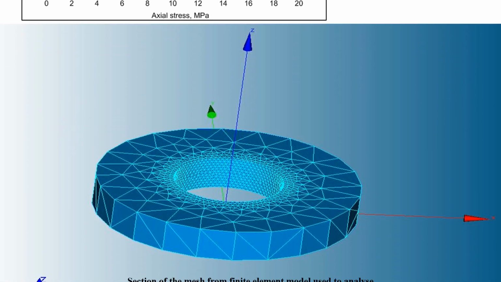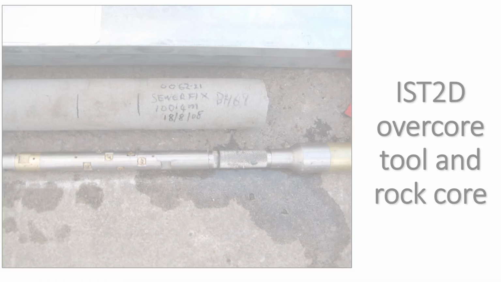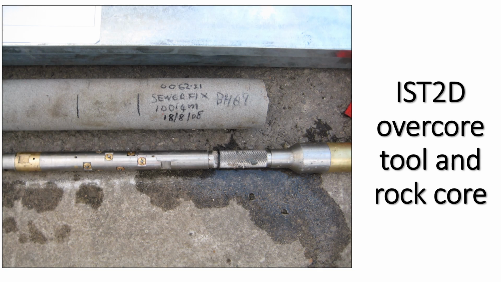When the core behaves in a nonlinear elastic manner, analysis is possible but more complex, requiring careful measurement of the rock properties and numerical modeling using finite element methods. A good overcore requires an elastic rock response and no borehole breakout within the pilot hole.